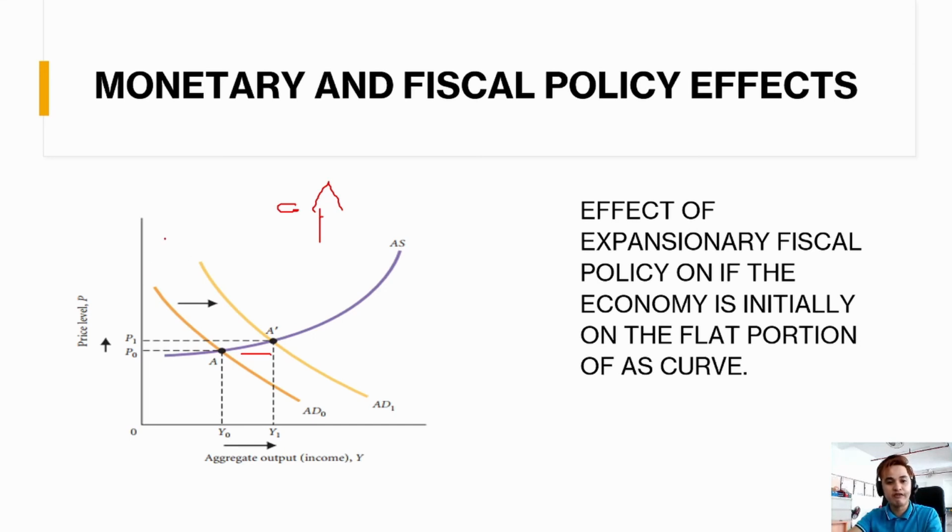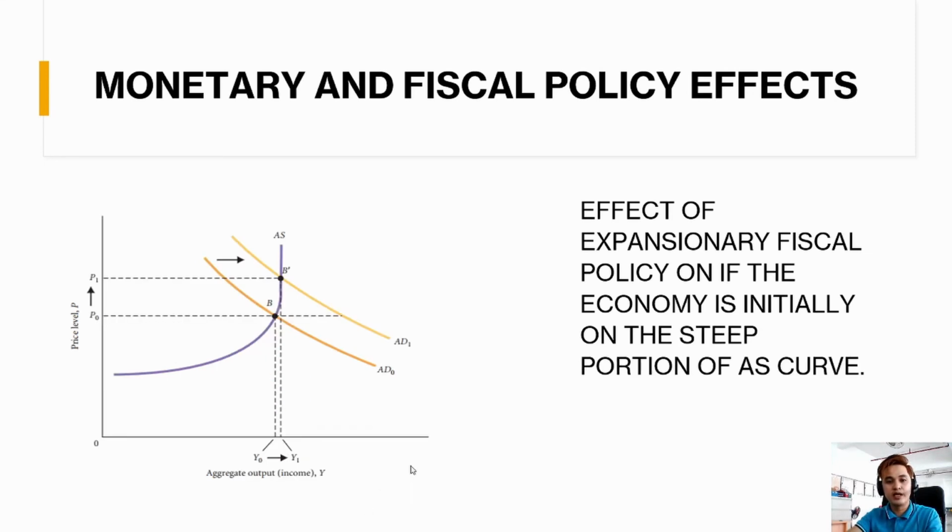So what will happen after a shift to the right of our AD curve? Aggregate output increases from Y0 to Y1, and so does our price level, from P0 to P1. So both price level and output increase. However, the increase in output is larger compared to the increase in the price level. So we can say imposing expansionary fiscal policy in this economic situation is effective, since economic growth is possible with a low inflation rate. Again, because there's a large growth in the economy and only a small increase in the inflation rate.